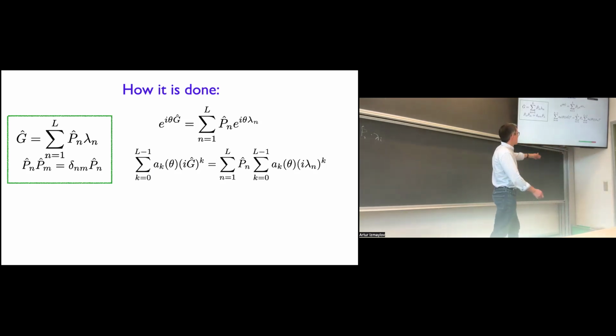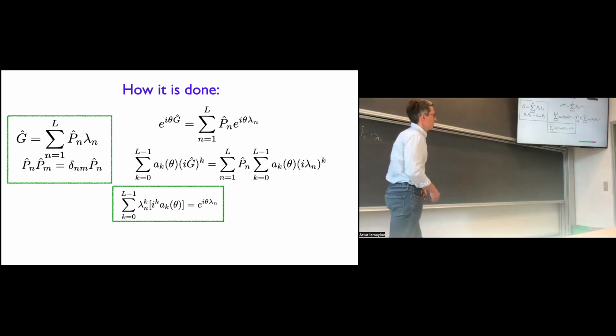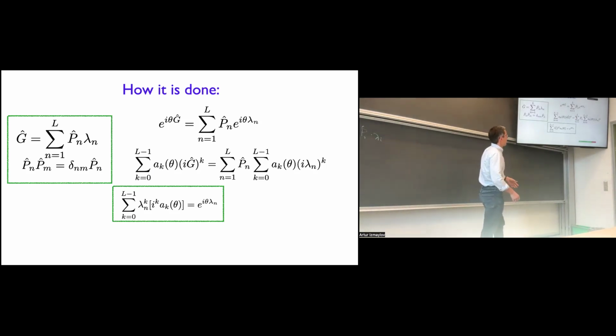Since both expressions have projectors on the right-hand side, we can just match each term, so for each Pn. For every n, in the top expression we have this exponential form with the eigenvalues, and on the left side we have this part for each n, which contains the coefficients that we want to know. I is just the imaginary unit, and we have eigenvalues to the power of k.